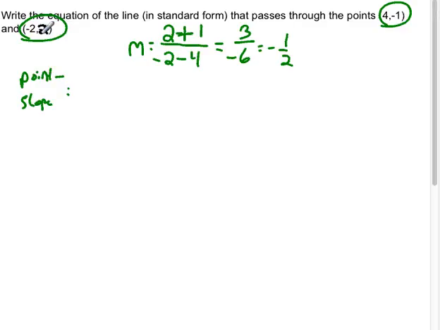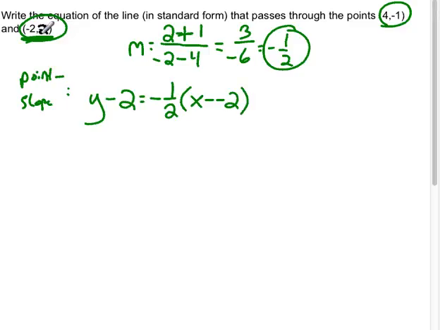Okay, and so I'm going to use that slope, and I'm going to just pick that point right there, and let's write our point slope equation. y minus the y value from the point equals our slope, times x minus the x value from the point that we chose. Right? And I flip that double negative to be a positive. And there is my point slope equation. Okay?